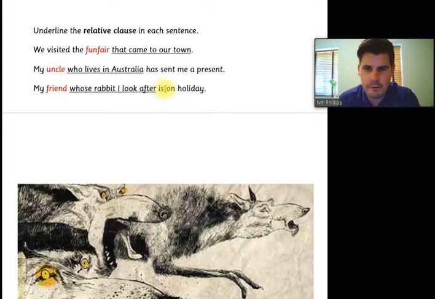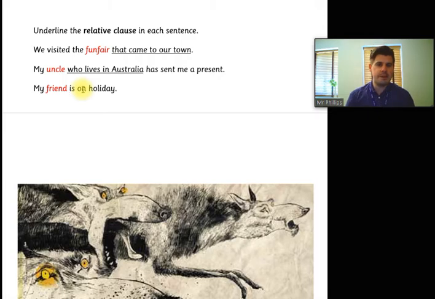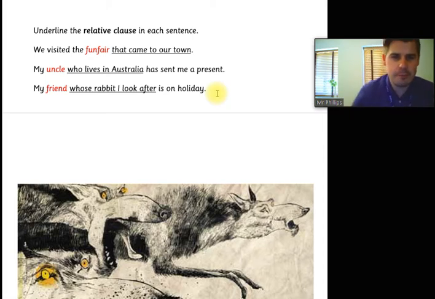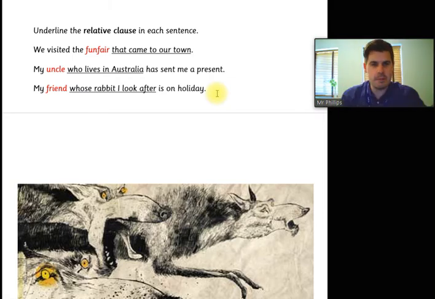And we get rid of the relative clause just to check. My friend is on holiday. So you see, in each of these relative clauses, it just gives us a little bit more information about the noun that we've been looking at. The bottom two are embedded into the sentence, which means they're squeezed into the middle of the main clause, whereas the one on the top is plopped at the end of the main clause.